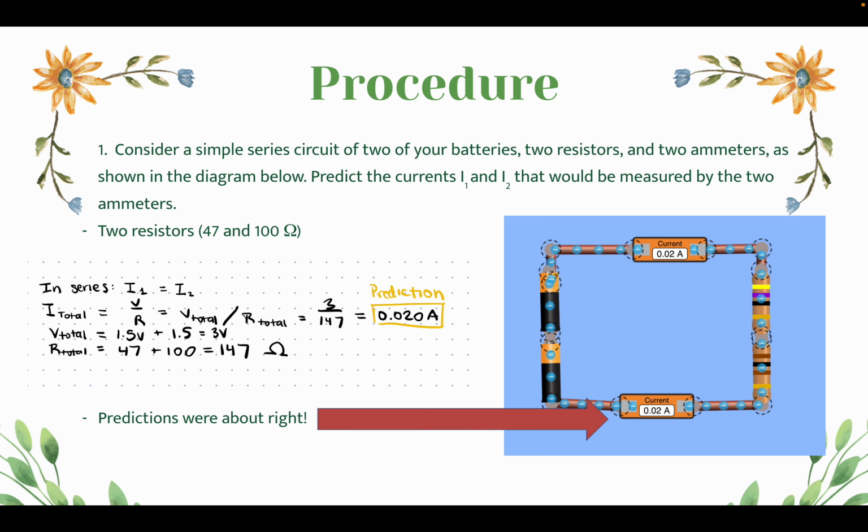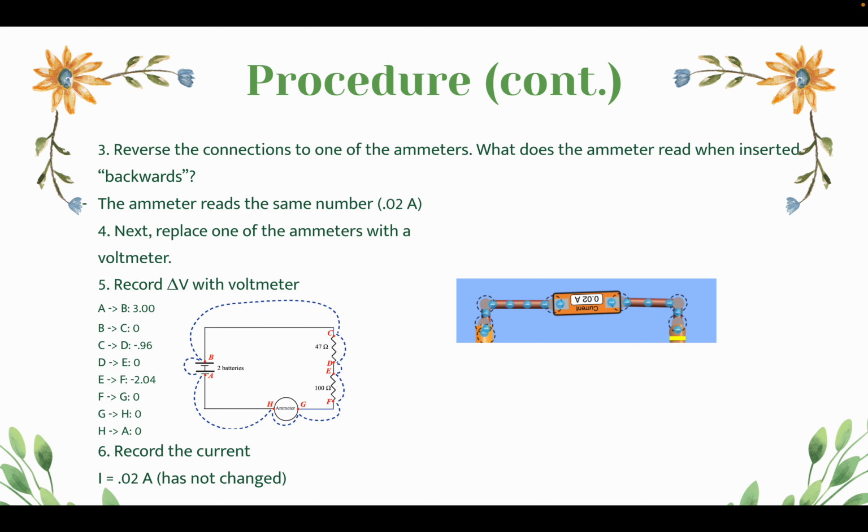So beginning with the procedure for this lab, I was instructed to create a circuit with 2 resistors, a battery, and a couple ammeters to read the current. I have my calculation shown on the right, and I got 0.02 amps for my current, and my prediction was about right as shown by the simulation in the image. Then I reversed one of the connections to the ammeters.